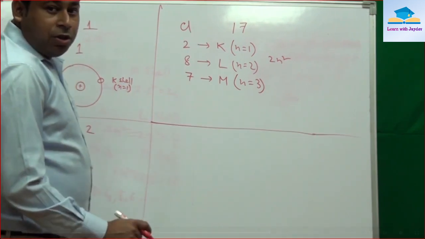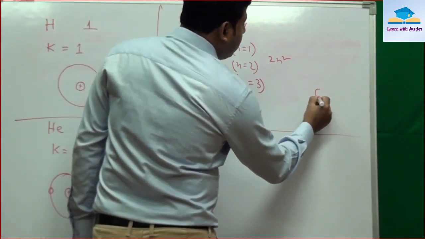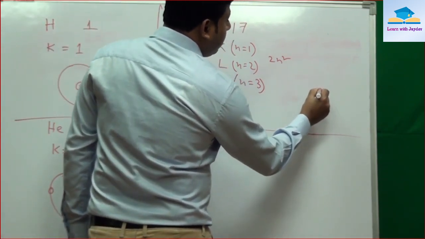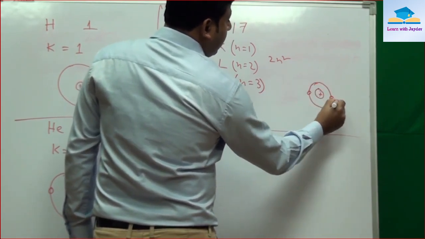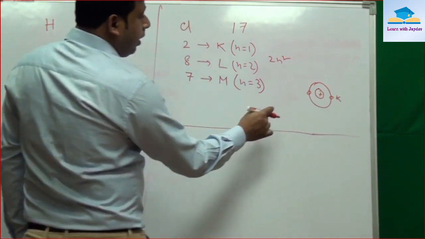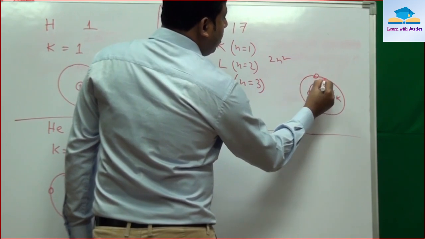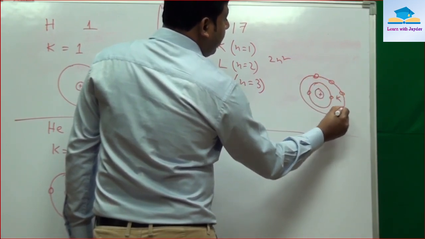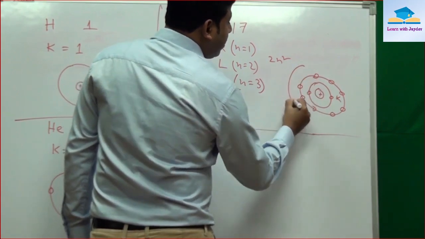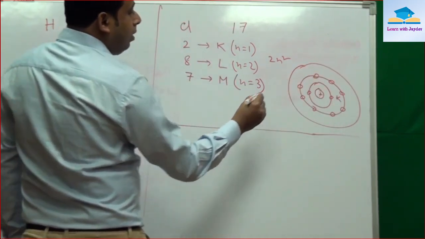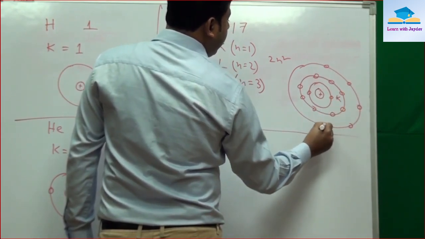So now if we draw the atomic structure of chlorine, it will look like this. At the center there is a nucleus, and the first orbit, that is the K cell, will accommodate 2 electrons, and the next orbit, that is the L cell, will accommodate 8 electrons, and the last orbit, that is the M cell, will accommodate 7 electrons.